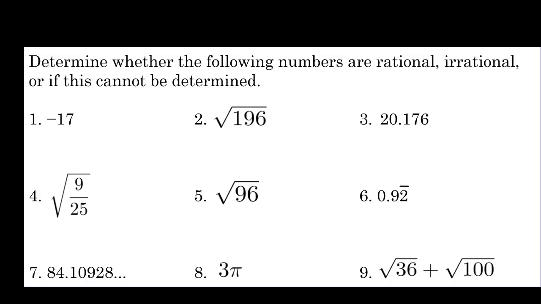So now let's classify some numbers as rational, irrational, or maybe we can't determine either way. So first example, negative 17. Negative 17 could be written as negative 17 over 1, means that is rational. Square root of 196. 196 is a perfect square. Square root of 196 then is 14, makes that number rational. 20.176, terminating decimal. That means it's a rational number.